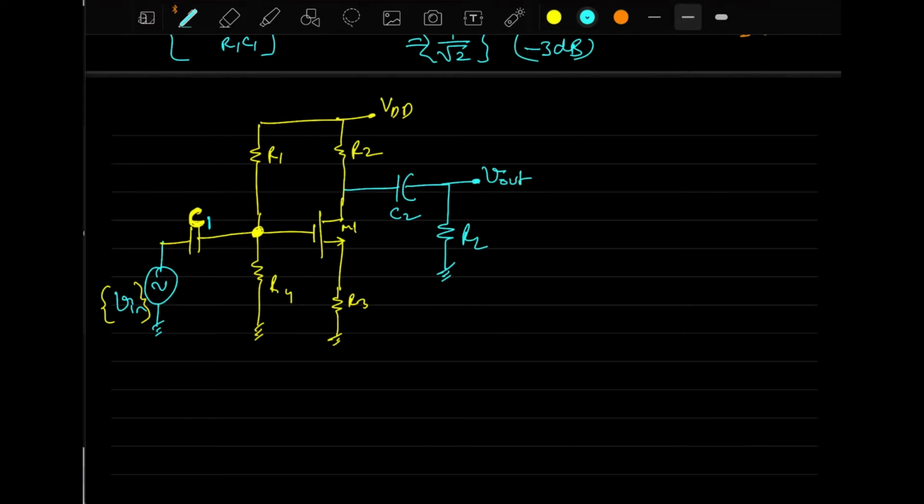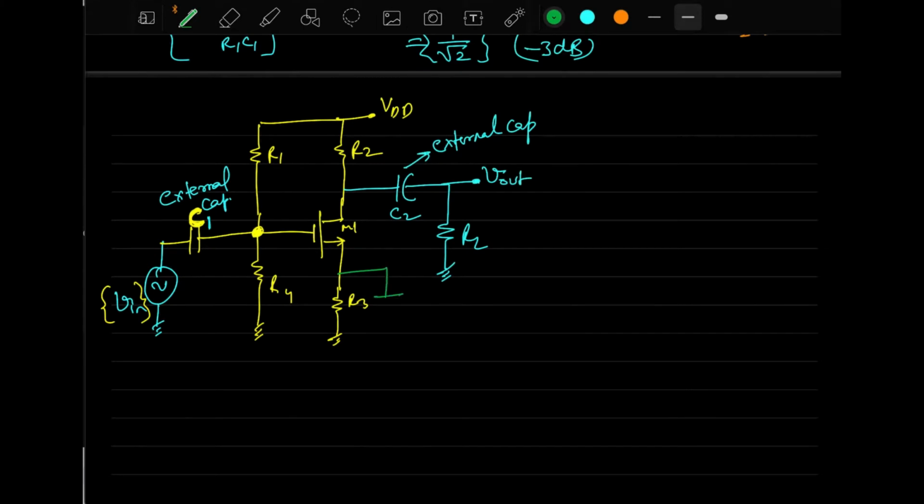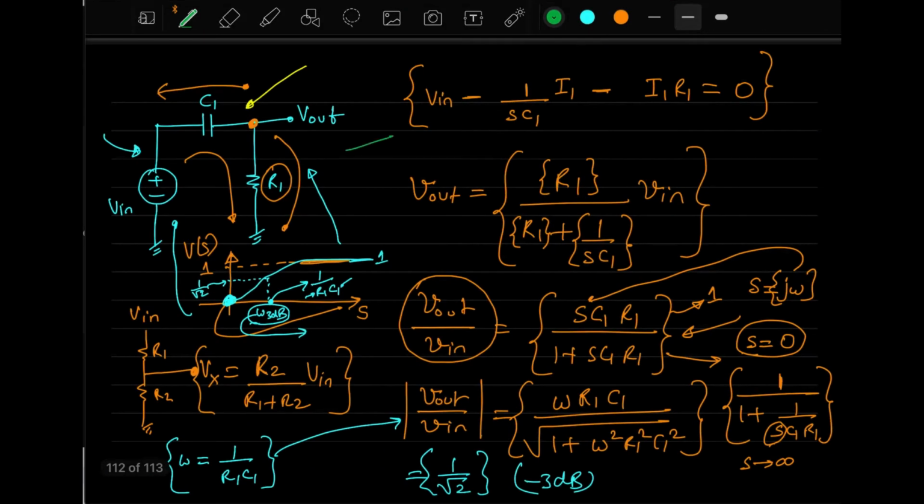So normally you will see something like this. These C1 and C2 which I am writing here are the external capacitances. Why are they called external capacitances? Because you are putting them in by yourself. Sometimes you will also see a capacitor on this side also. So this is also an external capacitance.